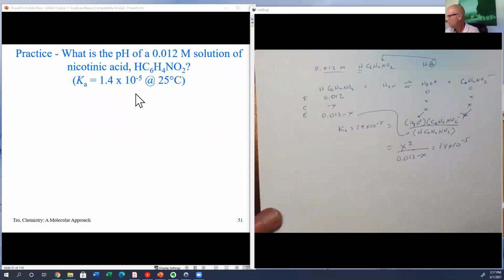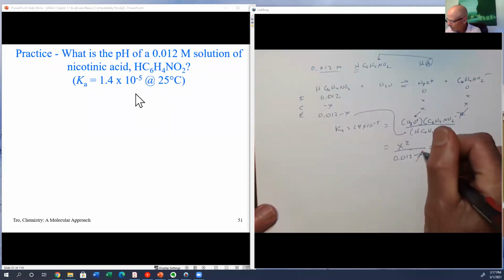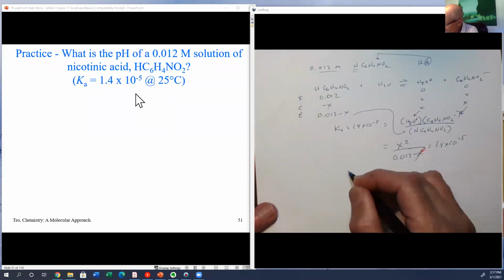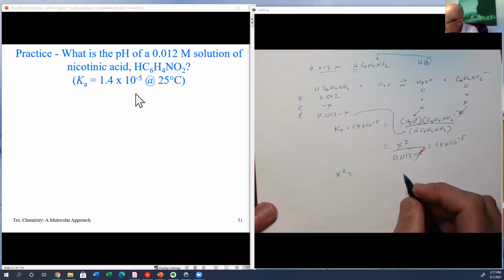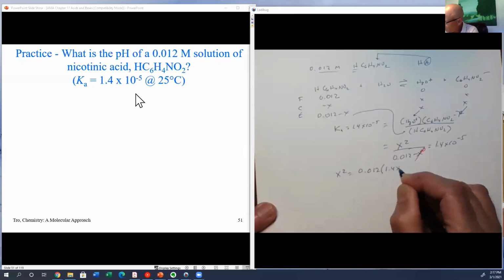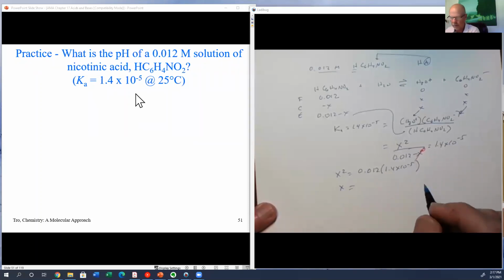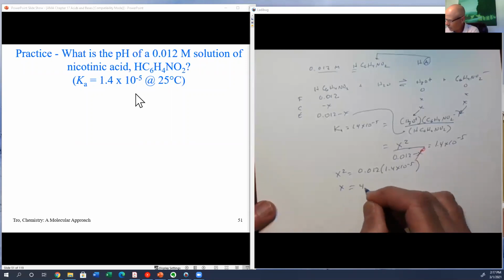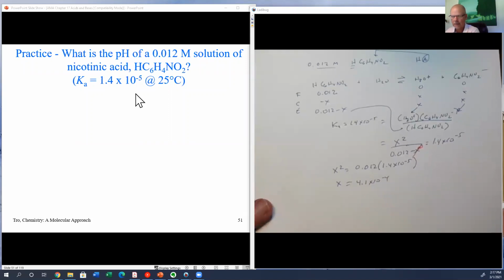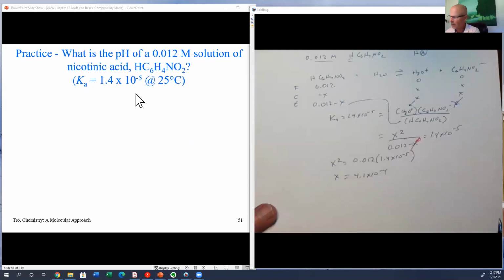All right, let's see. Ka is pretty small, so let's see if we can make the x is small approximation. We'll make that x equal to 0, and then we'll get that x squared is equal to 0.012 times 1.4 times 10 to the minus 5. So x is equal to the square root of that product, and you get that x is equal to 4.1 times 10 to the minus 4, right? And then we should check to make sure that the x is small approximation is valid, right?